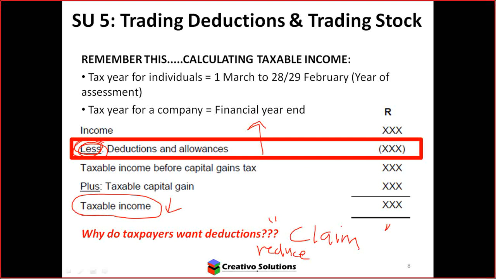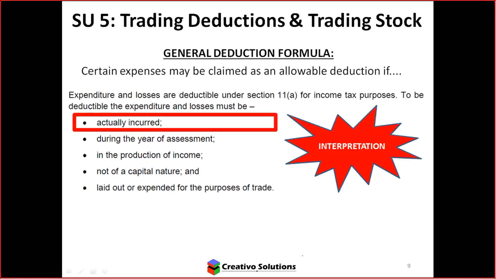Okay, that's good. So your understanding of the background is very good because you kind of get how the system works. Yes, sir. Okay, so obviously the deductions and allowances will reduce the taxable income because you're going to be able to claim it against your income. Yes, sir. Okay. Next bit.